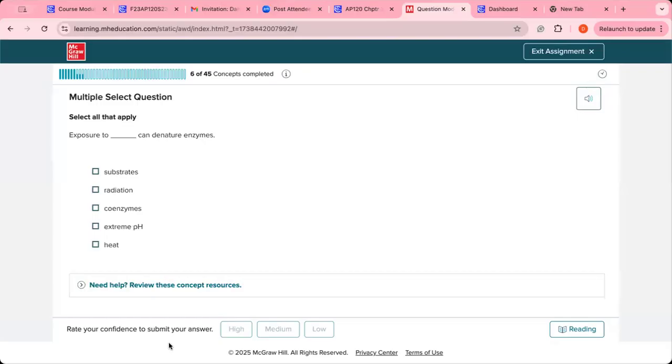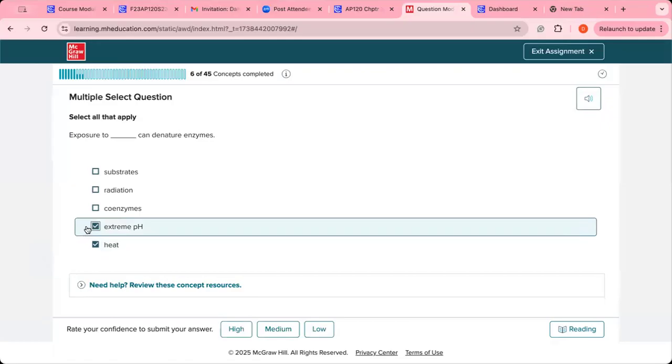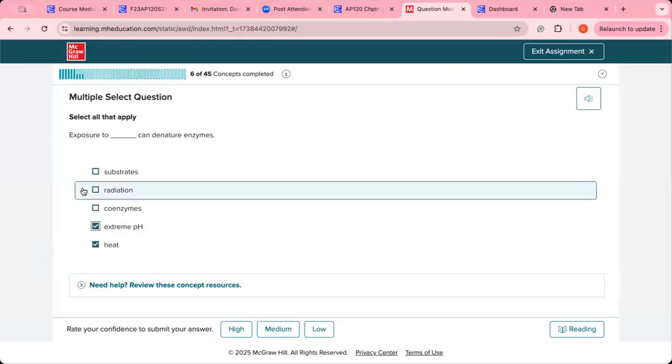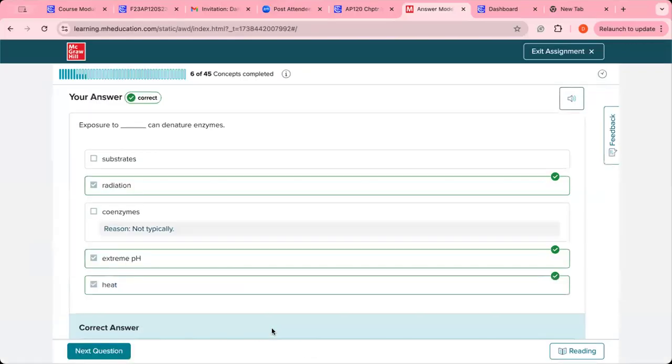Exposure to, okay, find the things that can denature enzymes. Exposure to what? There's 3 of them on here. I think it would be heat. Heat is one, extreme pH is another one, and radiation is another one. There are more, but those are the main 3. Yeah.